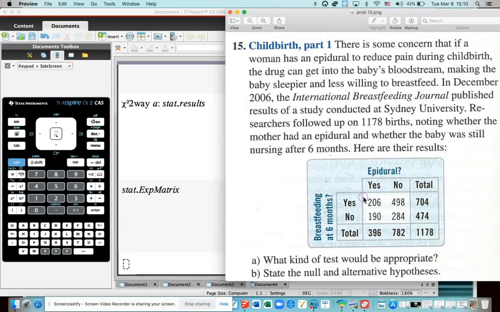How do we know? Because we just randomly selected pregnant women and we followed them and we said, okay, did you get an epidural or not? And we asked them that question. And then we went and asked them, are they still breastfeeding after 6 months? So this is all from one group, pregnant women. It's just one group, okay? But I have two variables. This now becomes a variable, and this is also a variable. So I have two variables. That's how I know this is an independence question. All right, that's how I know it's independence.